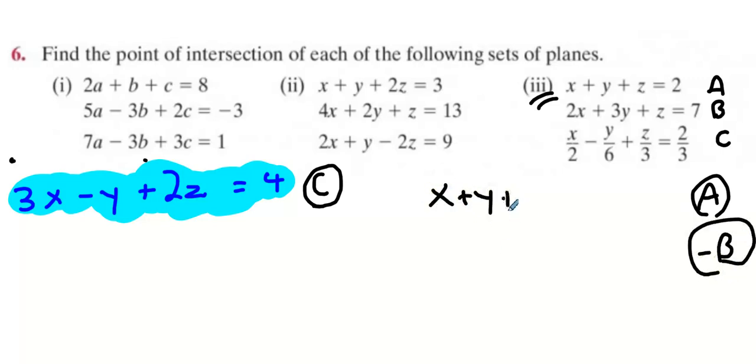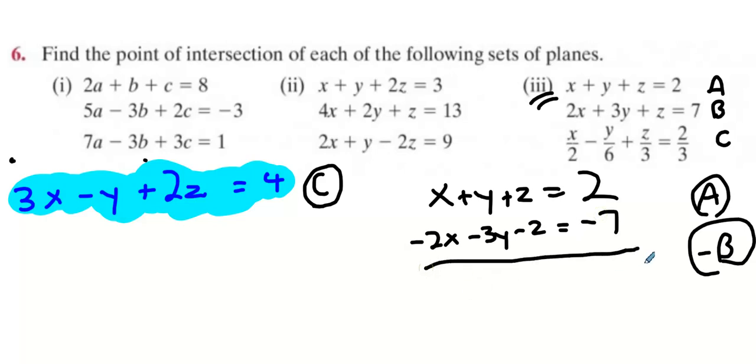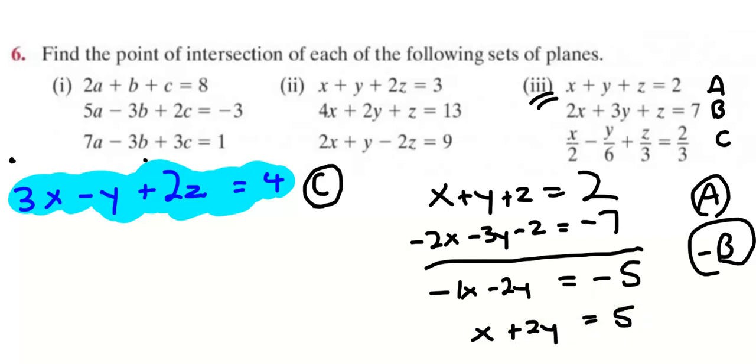Plus y plus z equals 2. Minus 2x minus 3y minus z equals minus 7. Minus 1x minus 2y. 2 take away 7 is minus 5. x plus 2y equals 5. That is my first simultaneous equation. No hassle.